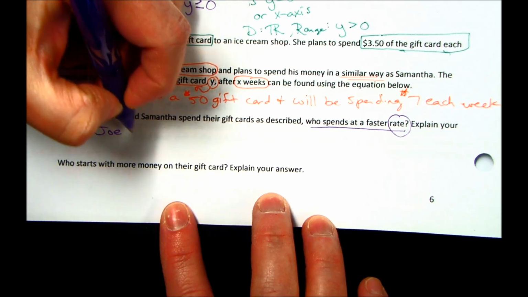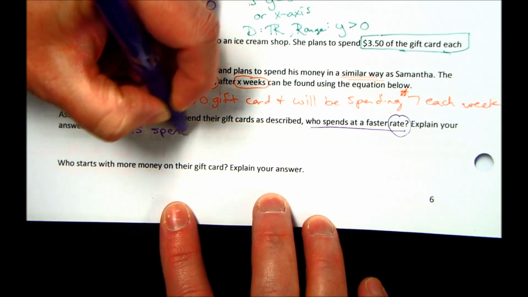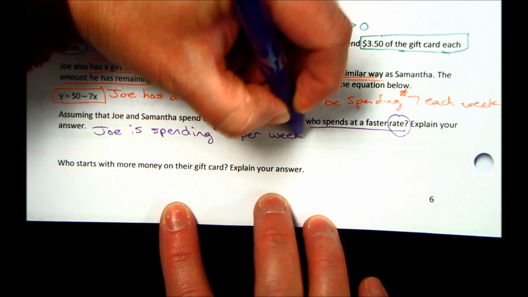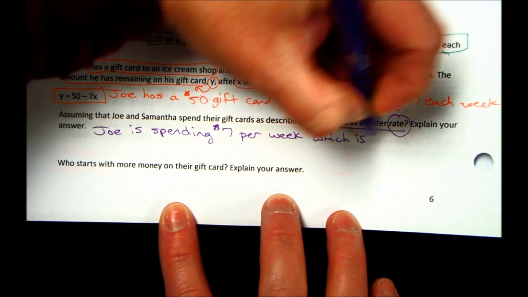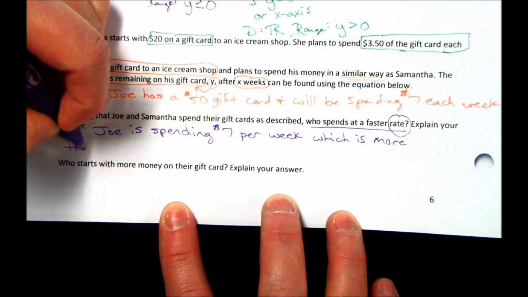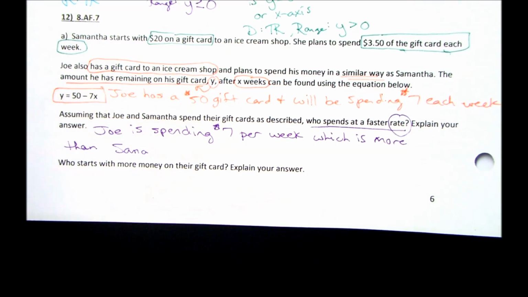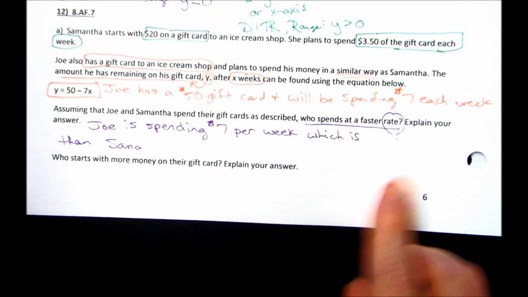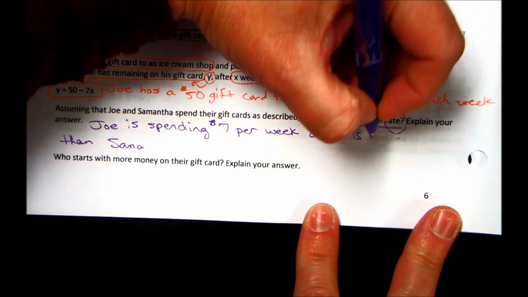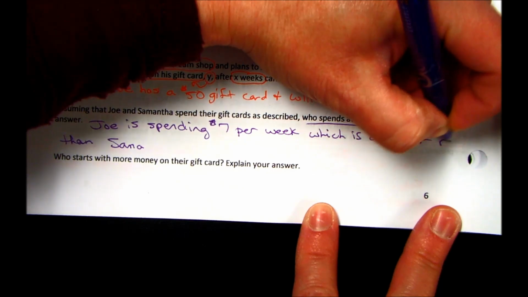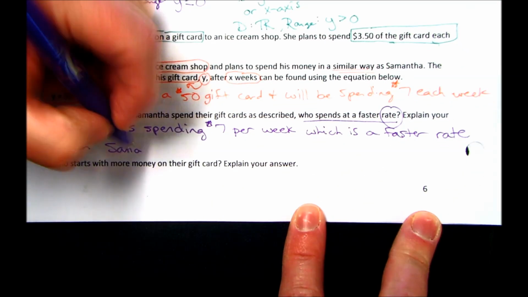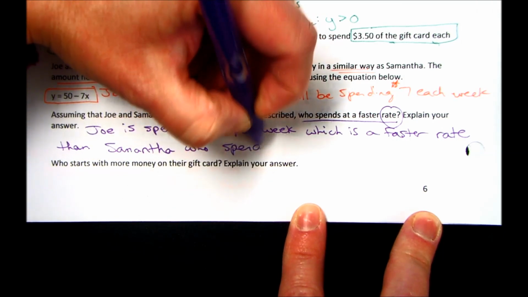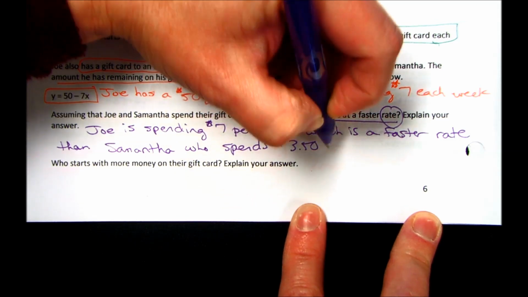So Joe is spending $7 per week, which is more than Samantha, or which is a faster rate, since they're saying who spends at a faster rate, so we probably should use that terminology, which is a faster rate than Samantha, who spends $3.50 per week.